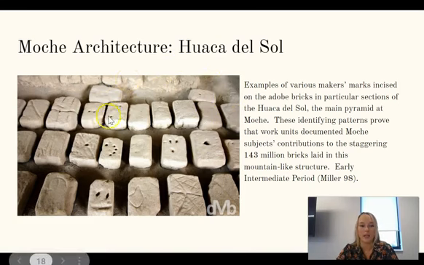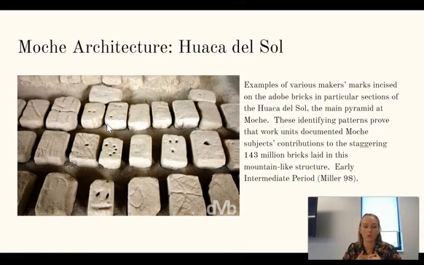So one theory is that each community of people in the Moche state were responsible for providing labor as a form of tax. And that they accounted for their labor by stamping their bricks with their own community's chop. And so that would be a way of keeping track of the different folks who were contributing their labor towards the state building.